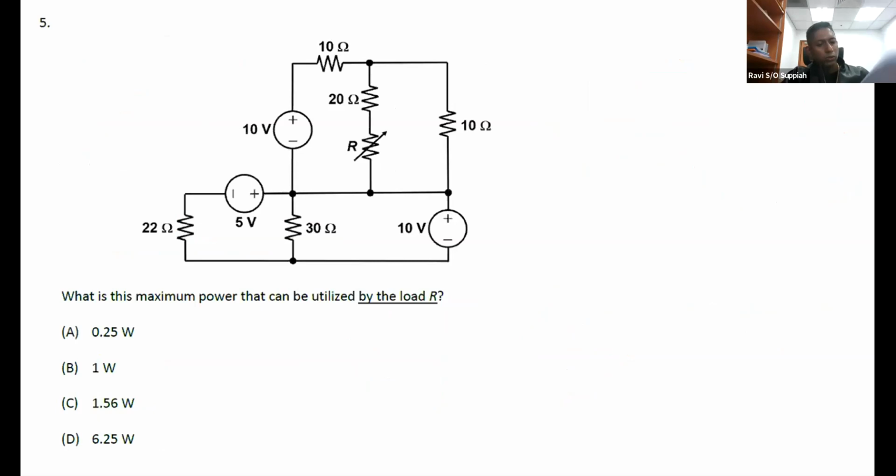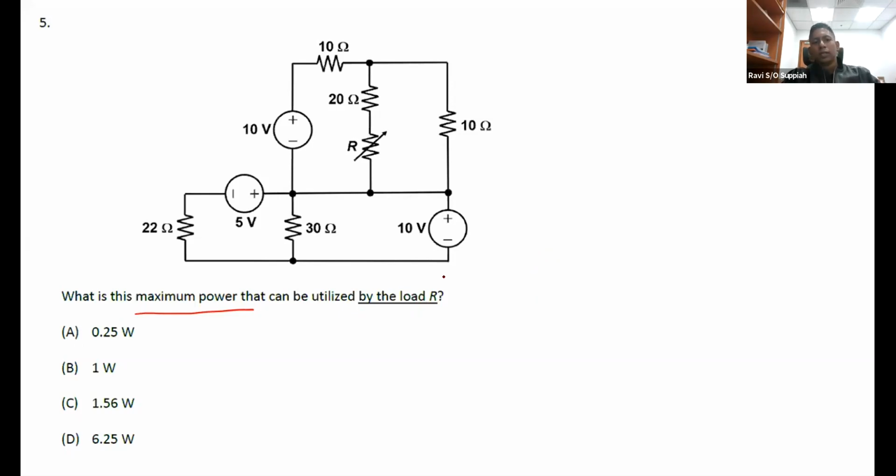Okay, let's go on to question 5. Okay, so in question 5, we're asking about maximum power that can be utilized by load R. Alright, so the maximum power, whenever you see the word maximum power, the thing that should trigger in your mind is, again, Thevenin equivalent circuit.